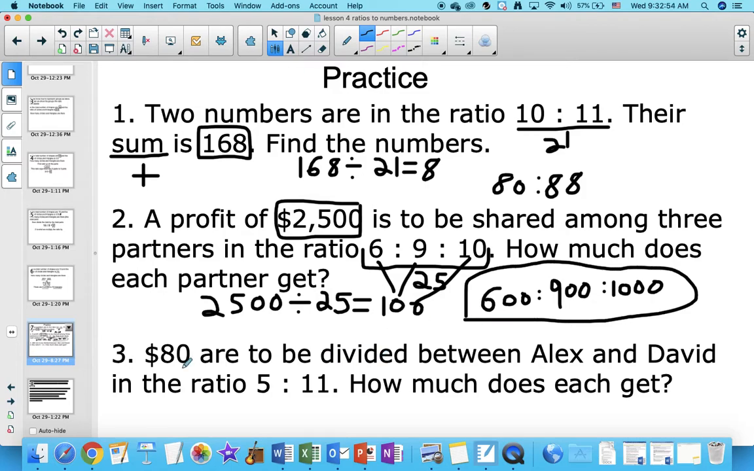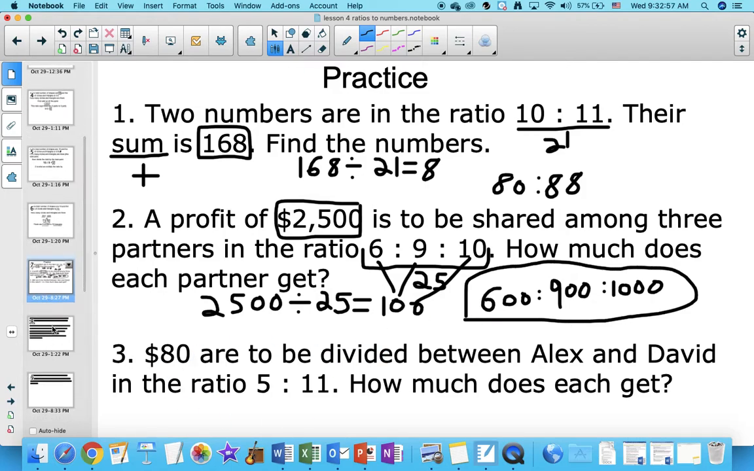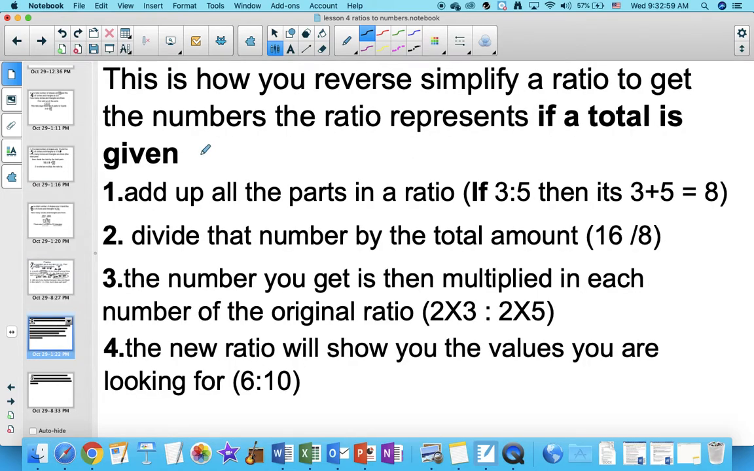For this last question here, you can do it on your own, and I'll just keep moving forward from there. So here's how you unsimplify a ratio when the total is given in a word problem. If the total is given, and this only works if the total is given, you add up all the numbers in your ratio, and you divide the total by that number. Once you've divided, you'll get a different number, and you multiply your ratio by that number. So in this example, we had 2, we multiply our ratio by 2, and we'll get 6 to 10.